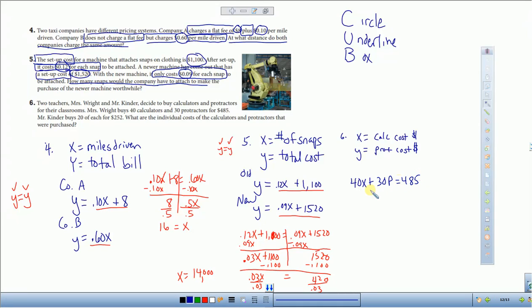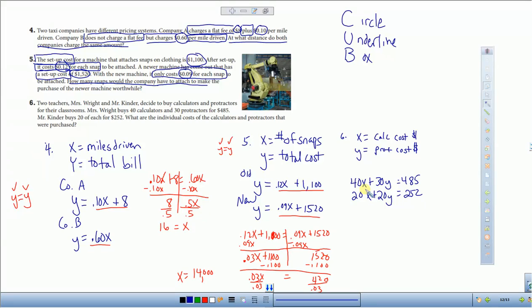The other teacher bought 20 of each, and she spent, oops, that's supposed to be a 2, 20 of each. Why am I writing P? Goodness gracious. Let's fix these. I was using a different variable than what I wrote here. So the first person bought 30 protractors, and the other person bought 20 of them, and the second teacher spent $252.